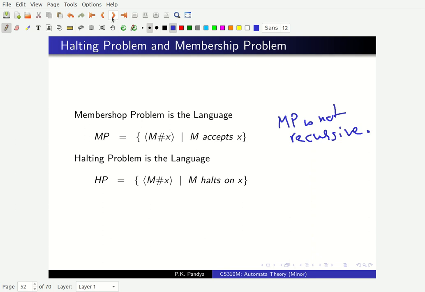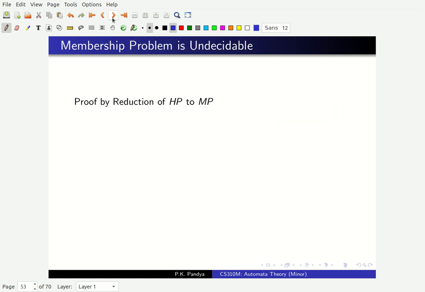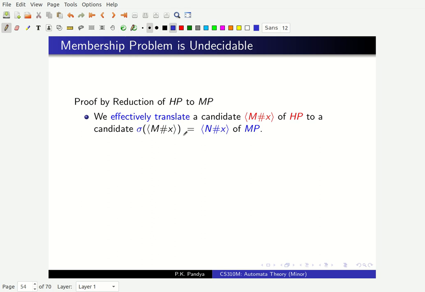There is an easier and widely applicable technique. Now that we already know that HP is not recursive, we can make use of this fact and prove that MP is not recursive. To show that, we give what is called a proof by reduction of HP into MP. That is, we show that if MP was recursive, then HP would also turn out to be recursive. And we already know that HP is not recursive. So the assumption that MP is recursive must be false. So we'll show how having an ability to decide MP will give us the ability to decide HP, right? In order to do that, we will do this proof by reduction.